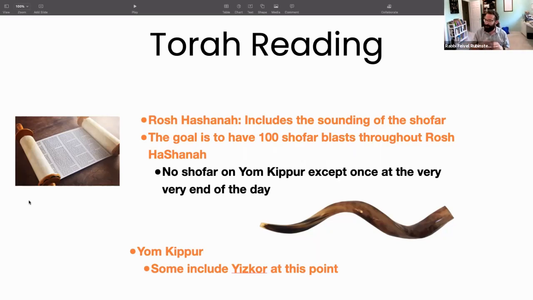So what happens in our Torah reading? On Rosh Hashanah, in addition to having Torah that's relevant to the holidays, we include the sounding of the shofar. This is the first moment where we're really blowing the shofar. And the goal, according to the Talmud, is to have 100 shofar blasts throughout Rosh Hashanah. So some communities take that very literally. And in the Mahzor, you will see all throughout Rosh Hashanah, shofar blowing in the Torah reading, shofar blowing in the silent Amidah, though some communities actually say, no, don't do it during the silent Amidah, just do it during the repetition of the Amidah. So that might be different in your Mahzor.